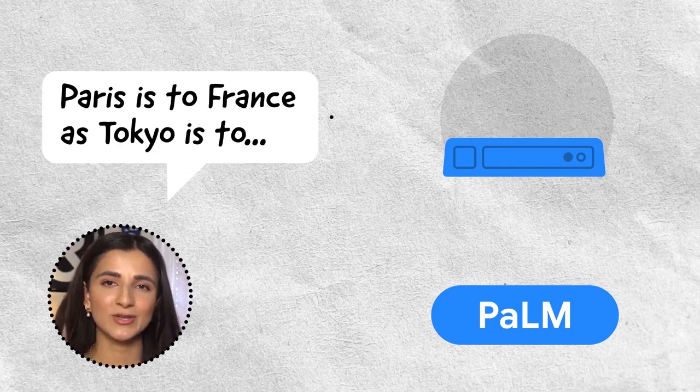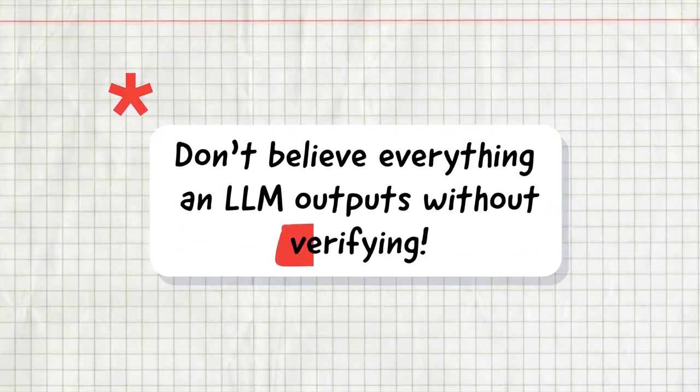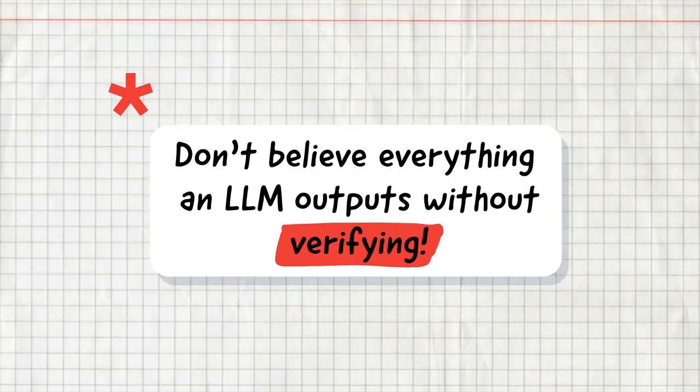Or take another example. "Paris is to France as Tokyo is to..." The PaLM model outputs Japan, which tells us that the model can not only complete analogies, but it also has some world knowledge that it's learned from its training data. Though I should add the caveat that not all of the knowledge that the LLM outputs is necessarily factually accurate.